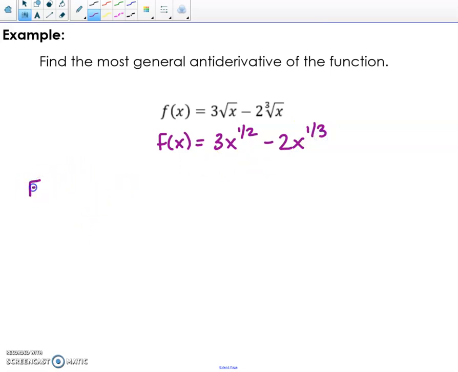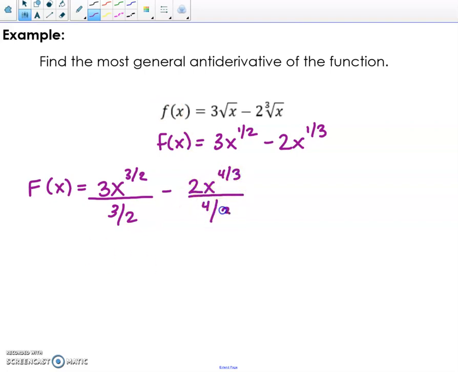So now to find the antiderivative, we have 3x. Now instead of 1/2, we're going to increase that by 1, so we're really adding 2 halves. That's going to become 3 halves, and then we're going to divide by 3 halves. And then we have negative 2x, and instead of 1/3, we're going to add 1, so we're adding 3/3. That becomes 4/3, and we're going to divide by 4/3 and then plus c.